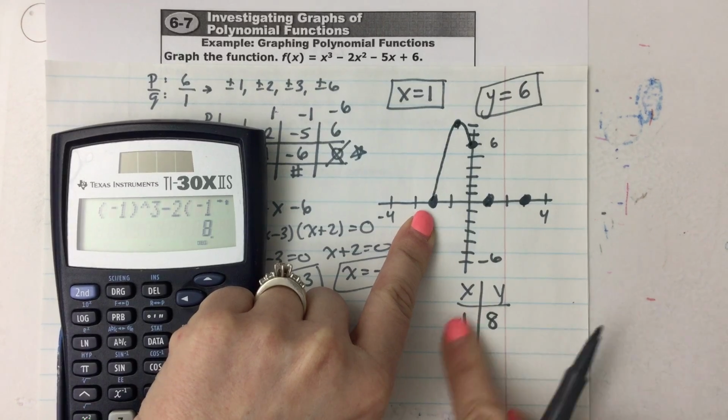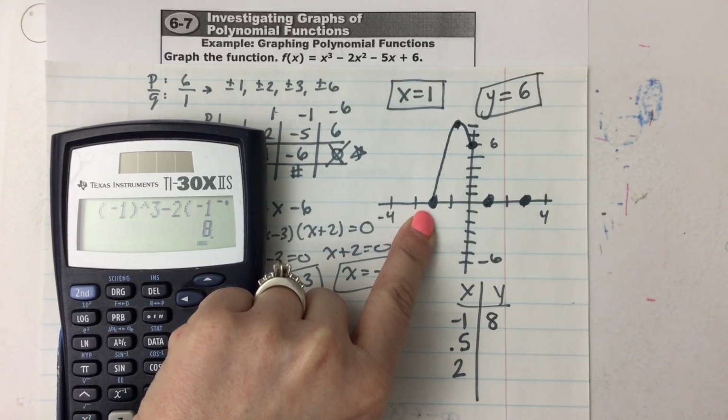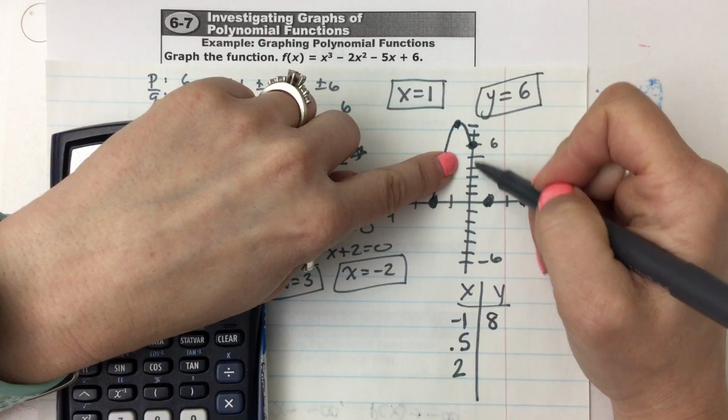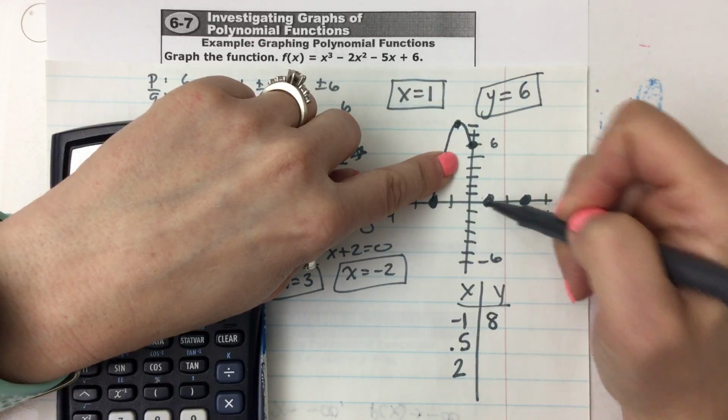So that's why this table portion is really important. You can't just connect the points. You have to see what happens. Like here, I don't know if they're just going to connect. It might come down and come back up.